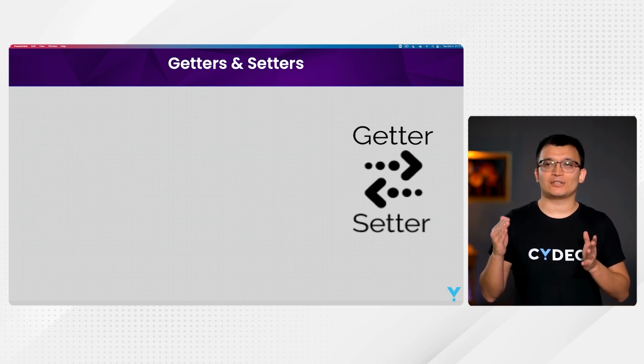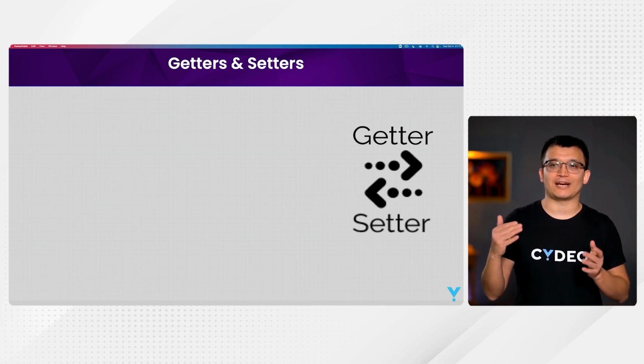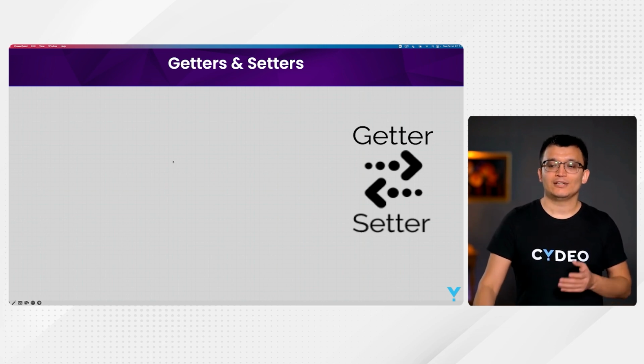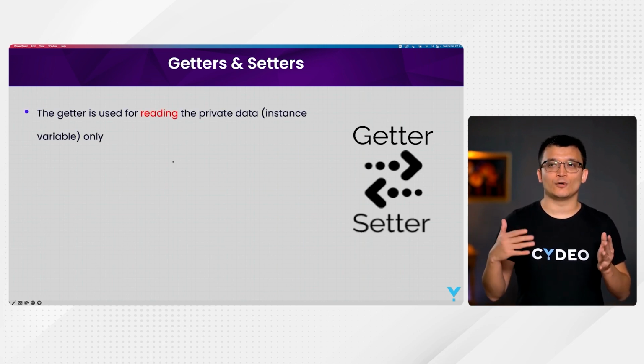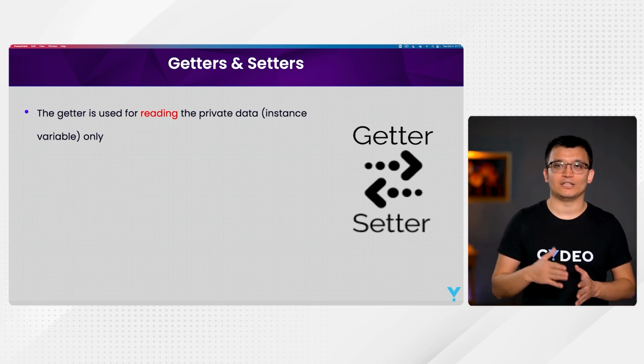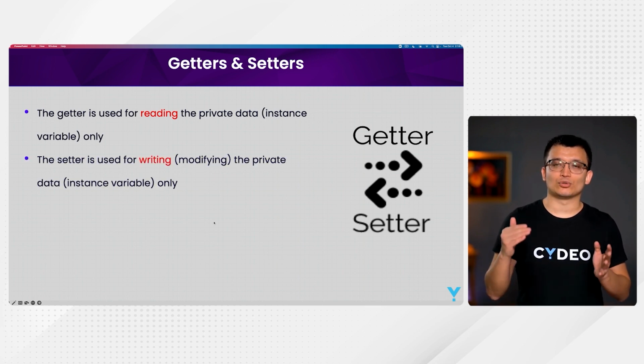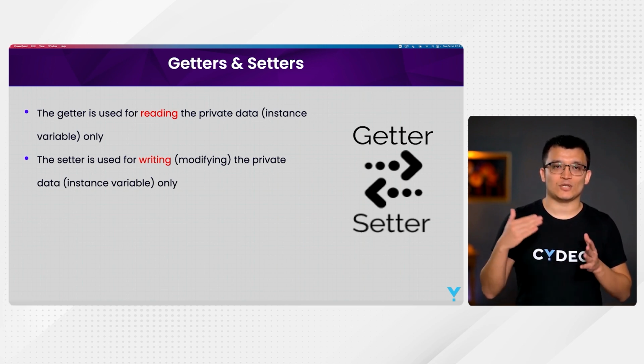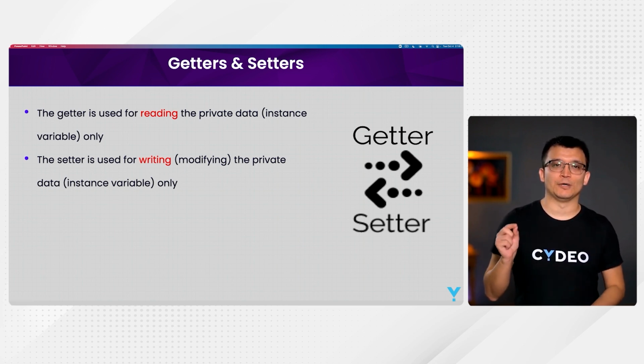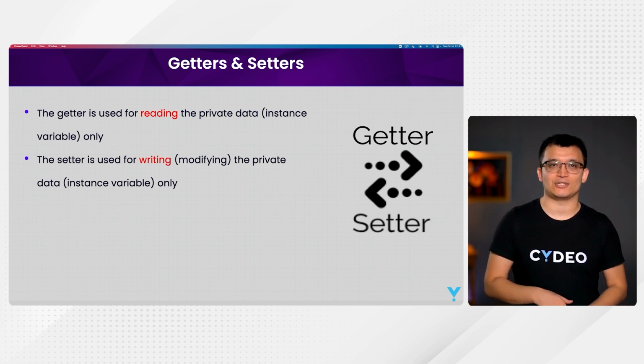Both getters and setters are public methods used to protect our data and make our code more secure. The getter is used for reading the private data, the instance variables. It has only one purpose, which is reading the private data only. And if we need to write the private data, then we have to use the setter. That is what the setter is used for, and that's the only purpose of the setter in encapsulation.